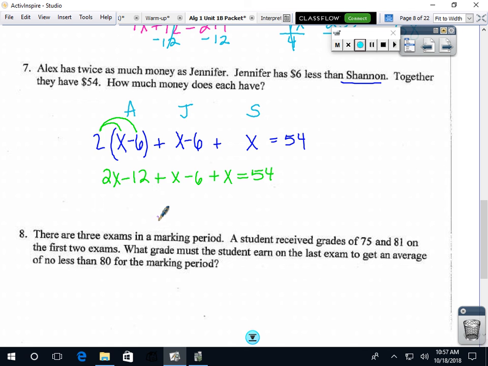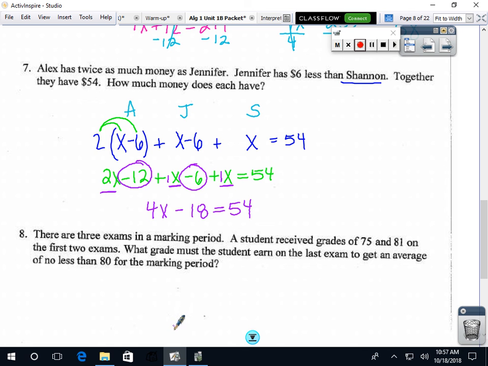Well, but first we want to combine like terms. Like you want to add together any terms that are like 2x, 1x, and 1x. 4x. Yeah, 2 here, and then 1 here, and 1 here. Then we want to combine the constants. Negative 12 and negative 6 combine to make a negative 18. And then equals 54.